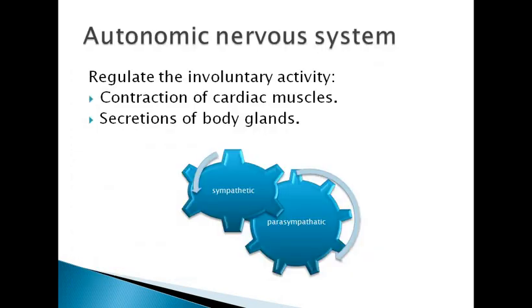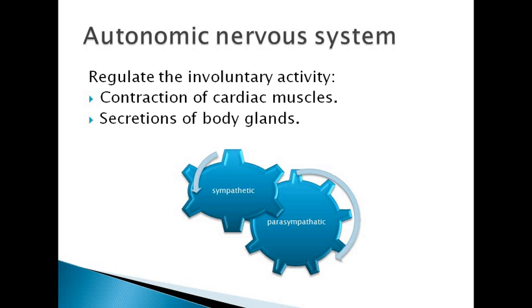The other part of the peripheral nervous system is the autonomic nervous system. The autonomic nervous system regulates the involuntary activity. What's the meaning of involuntary activity? It is the activity that doesn't obey the human will, like the respiration process, cardiac muscle contraction, relaxation of the blood vessels, and secretion of gastric juice in the gastrointestinal tract.